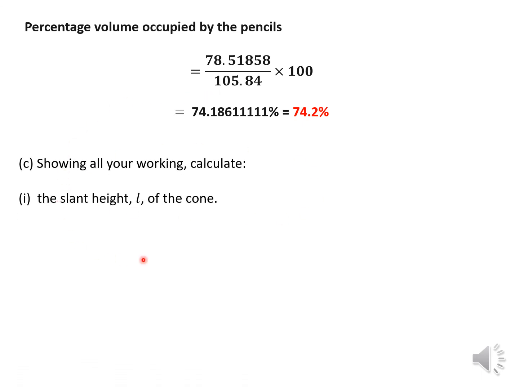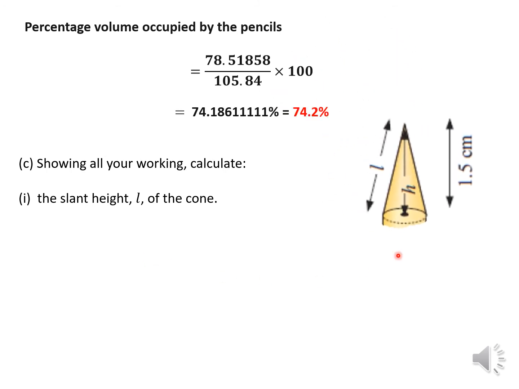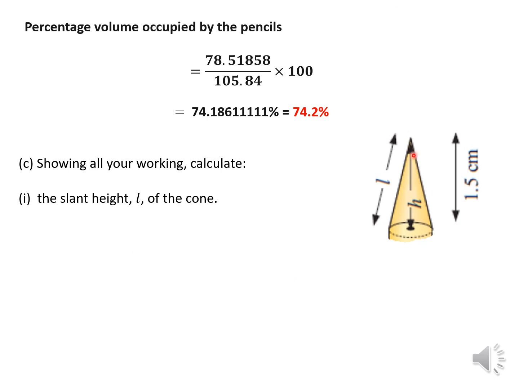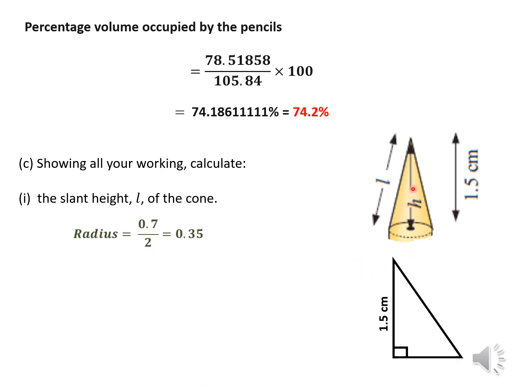Now, here they're asking you, when you show all your workings, you're supposed to calculate the slant height of the cone, L. So let me bring in the cone here. So we are looking for this L, as you can see. Now, in order for us to find L, let me bring in a rectangle here. Okay, so I know, as I said, the radius is 0.35. So I'm looking for L, I know h is 1.5. If I bring the radius in here, that's 0.35.